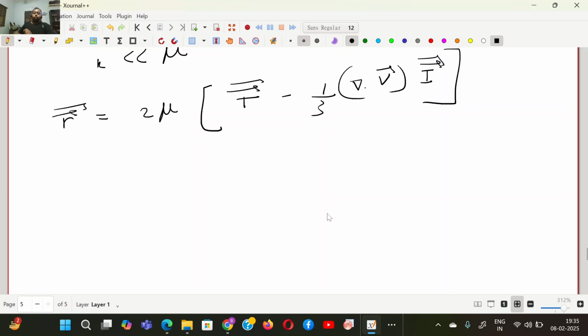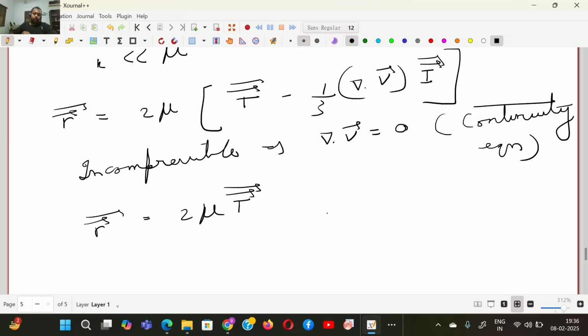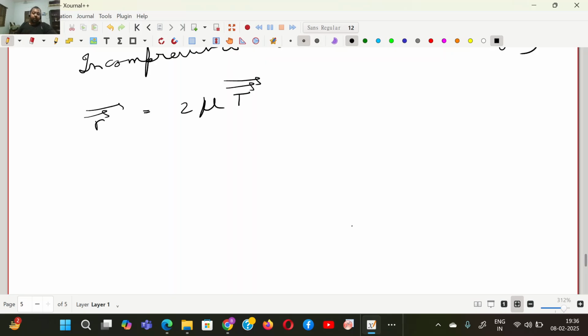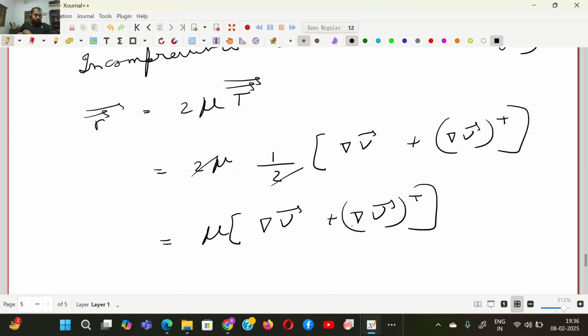We already said it is Newtonian. Now we are also saying that it's incompressible, meaning del dot V is equal to 0 from the continuity equation, if you remember. Refer to the notes of the previous class. If del dot V is equal to 0, tau is just 2 mu gamma. What is gamma? It's the symmetric part of the velocity gradient, half into del V plus del V transpose. The 2 gets cancelled, and it's just mu into del V plus del V transpose.